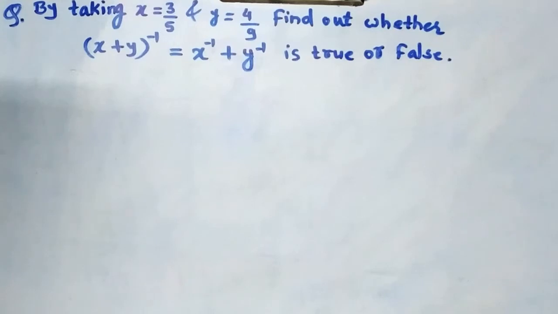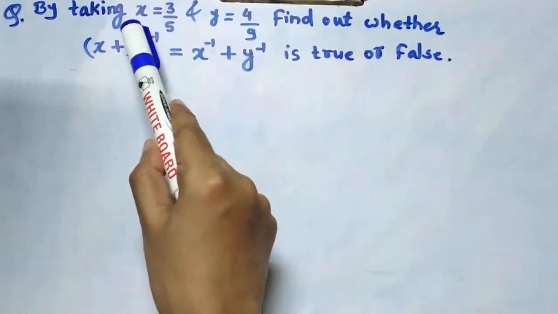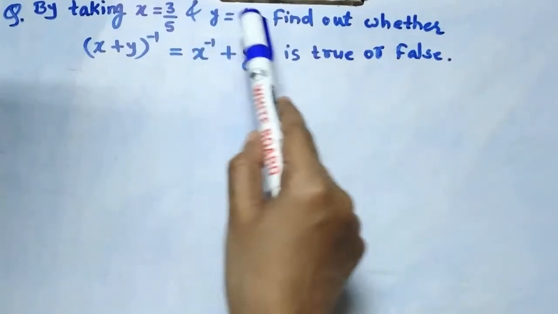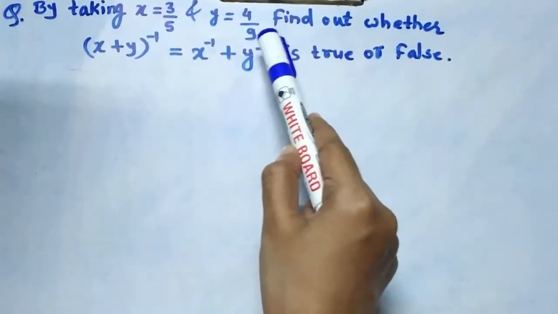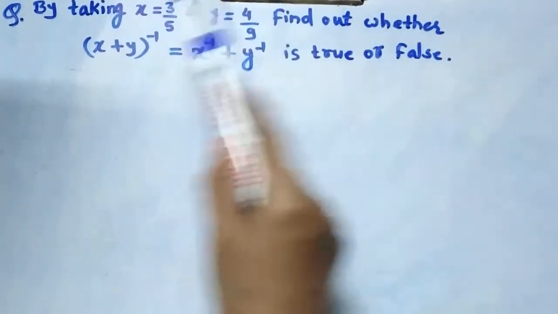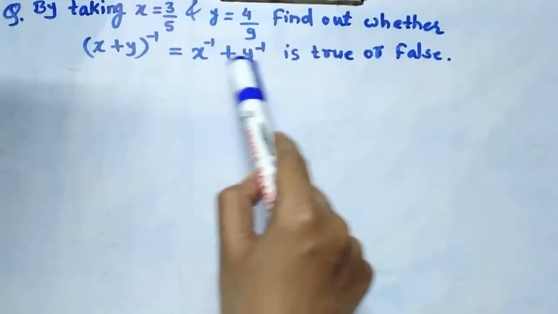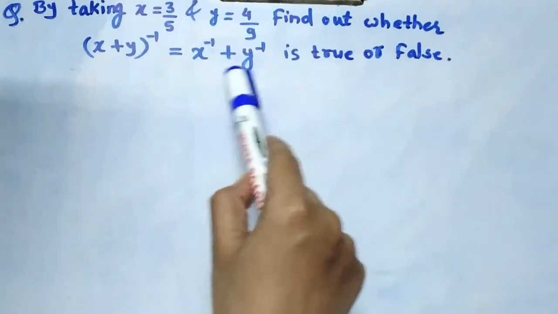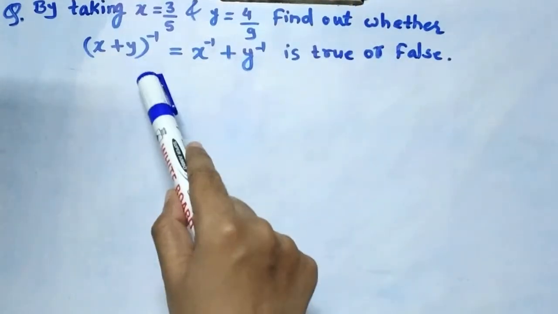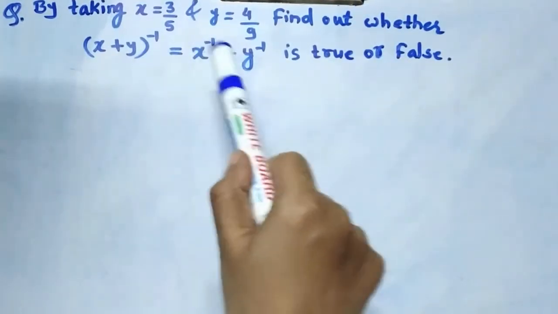Now friends, we will solve one question related to the reciprocal concept. Taking x as the rational number 3 by 5 and y as the rational number 4 by 9, find out whether the reciprocal of x plus y is equal to the sum of the individual reciprocals of x and y. So we need to check whether the LHS is equal to the RHS.